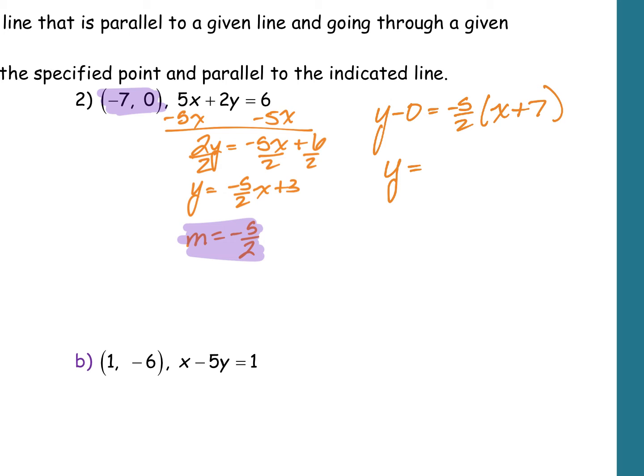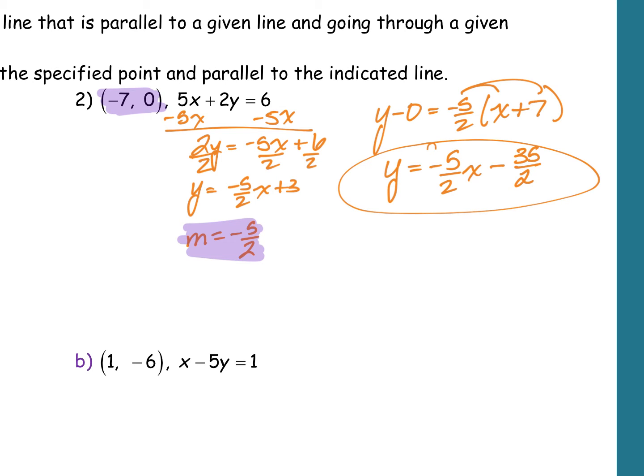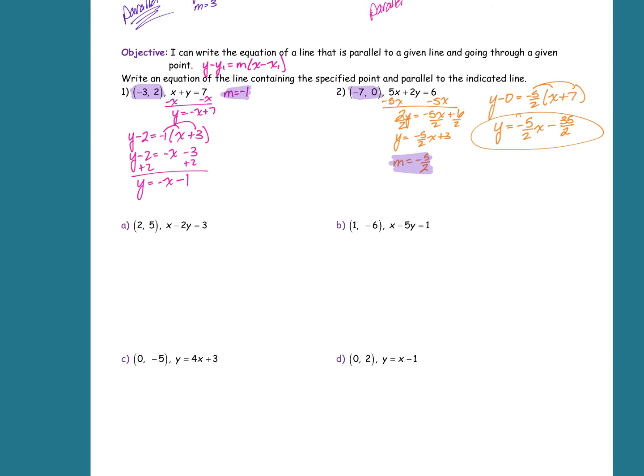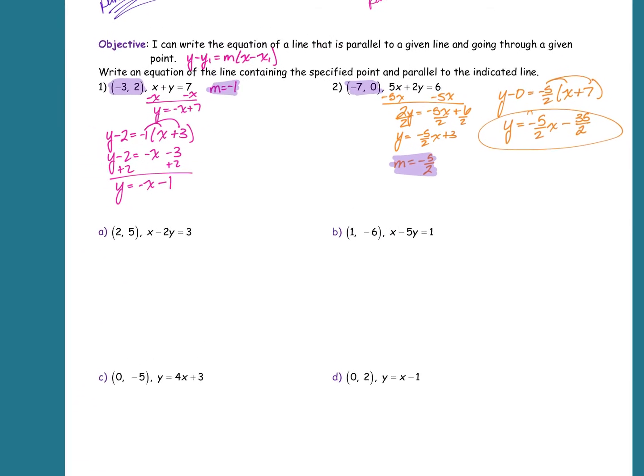Yeah. So now I'm going to distribute. So I get negative 5 halves x minus what? 35? Negative 35 over 2. Beautiful. And that's it. Done. And we don't have to graph it. Thank goodness. So that would be ugly. Okay. You guys have 4 of them to do just like that.